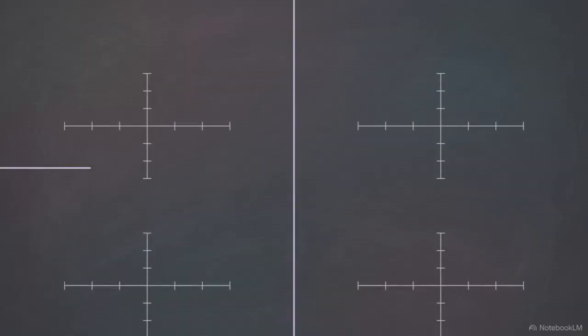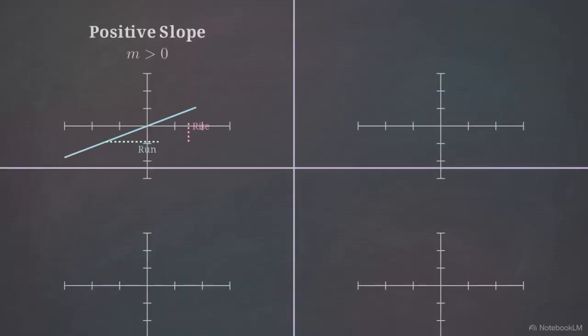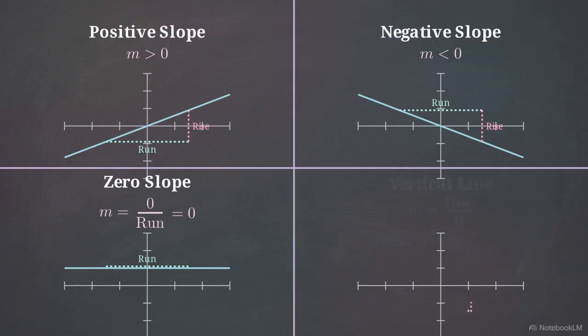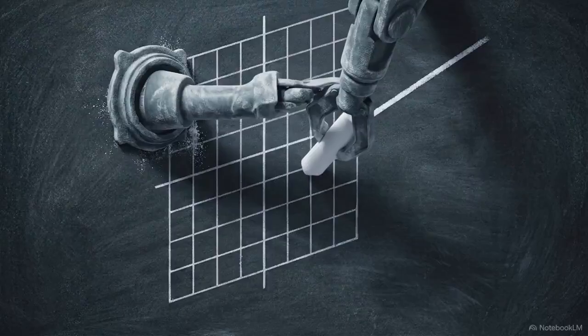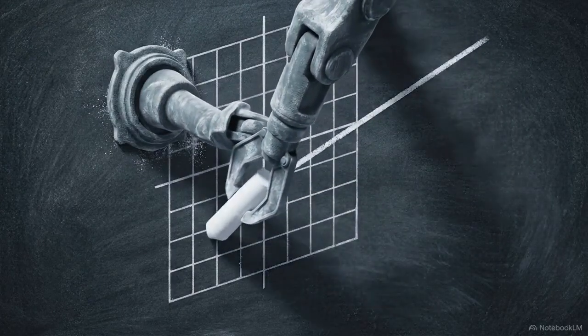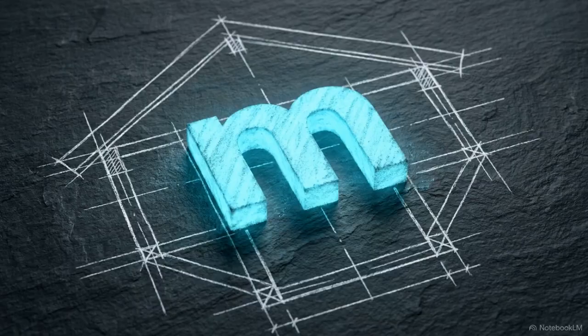This split screen shows slope's 4 states. Rising lines yield positive slopes, falling lines yield negative slopes, horizontal lines yield 0 slope. Finally, vertical lines have 0 horizontal run. Dividing by 0 is impossible. The slope is undefined. Slope serves as the primary mathematical instruction set that dictates a line's fixed behavior across the coordinate plane.